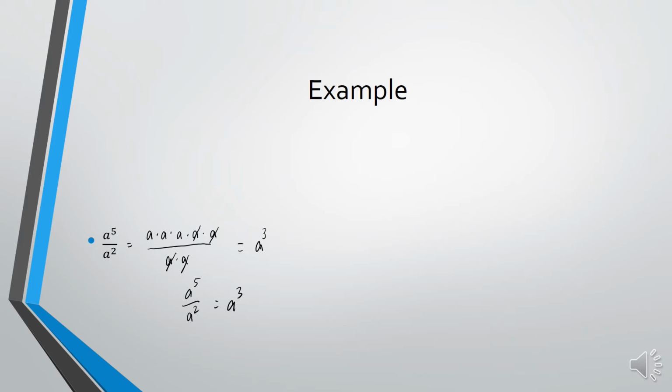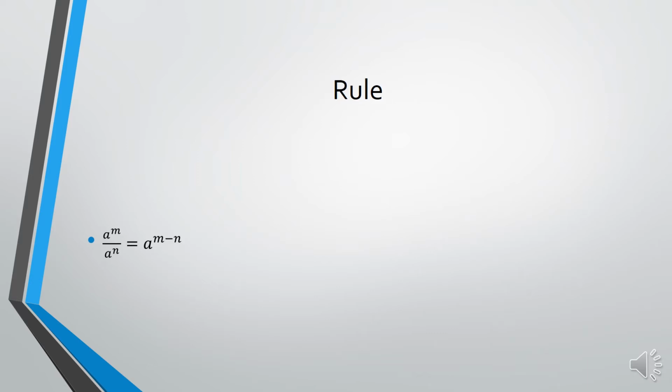That example is going to lead us to our next rule. Our next rule is that a to the m divided by a to the n is a to the m minus n. So you're going to take that exponent that was on the top minus the exponent that was on the bottom.